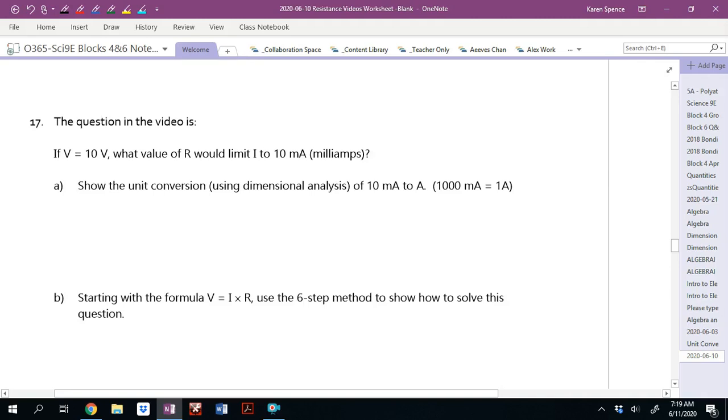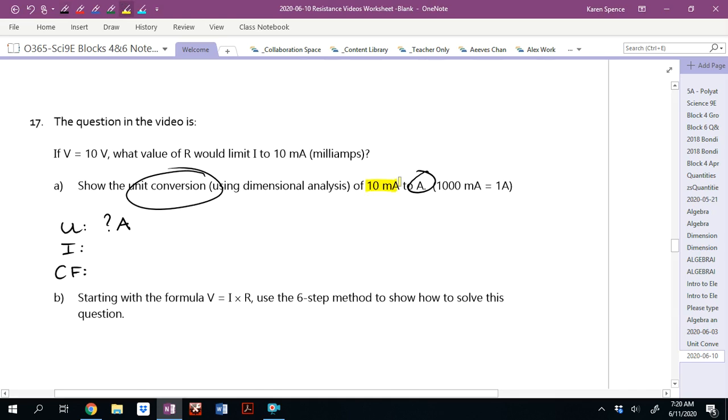Okay, the question in the video is, if V equals 10 volts, what value of R would limit I to 10 milliamps? So we're going to show the conversion of 10 milliamps to amps. Remember, when we're doing a conversion, we need to find three things: the unknown, the initial quantity, and the conversion factor. Our unknown is what we want to convert to. We don't know how many amps we have.